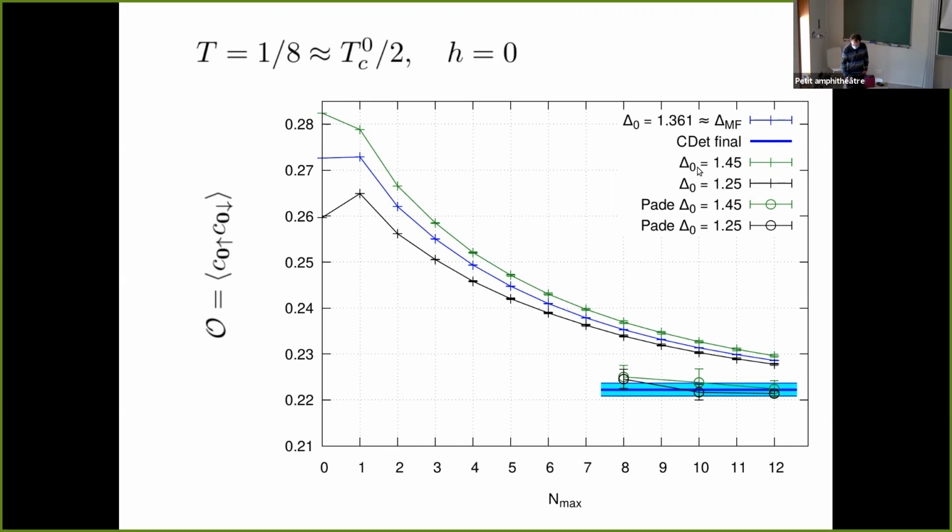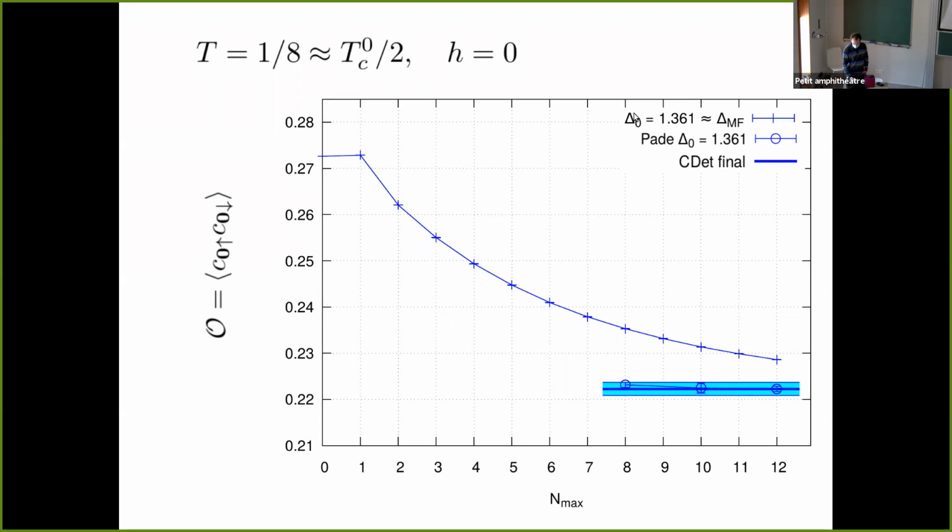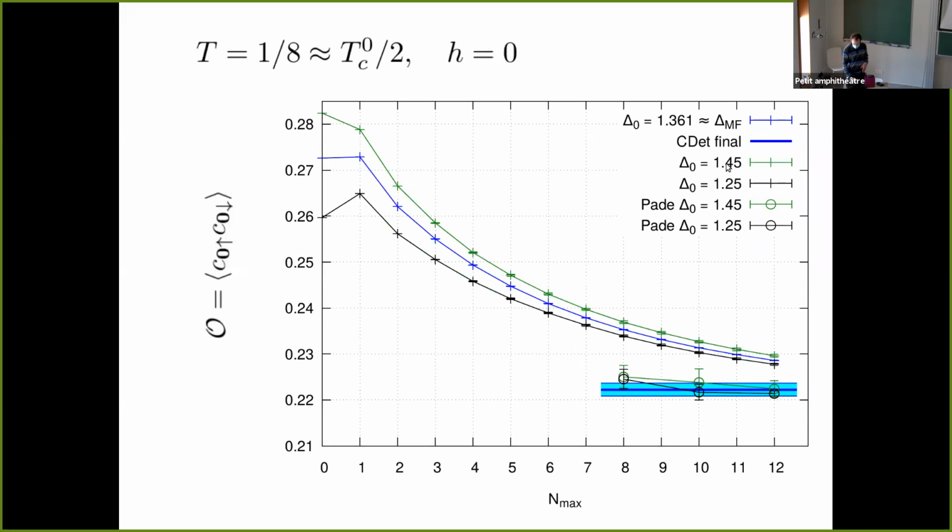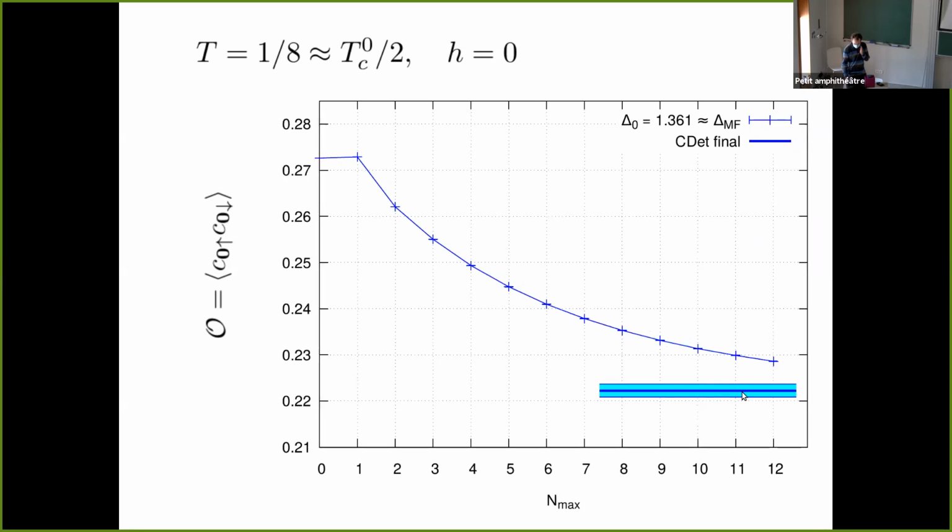Sorry, I forgot to mention, this was for the mean field choice of delta 0. But we can also take other values of delta 0. And then we get, of course, different series, but they will extrapolate to the same result within error bars. So these are the Padés for these different delta zeros. So we can be already quite confident in our CDET result shown here.